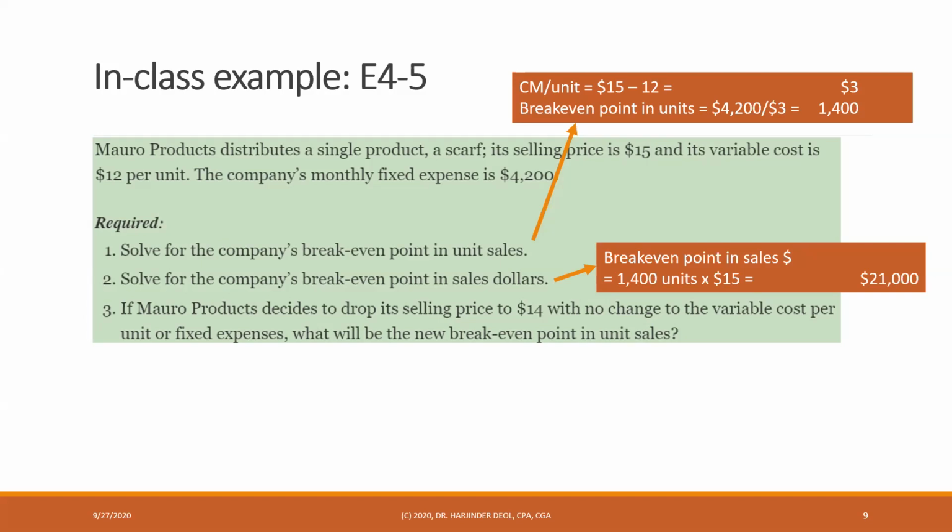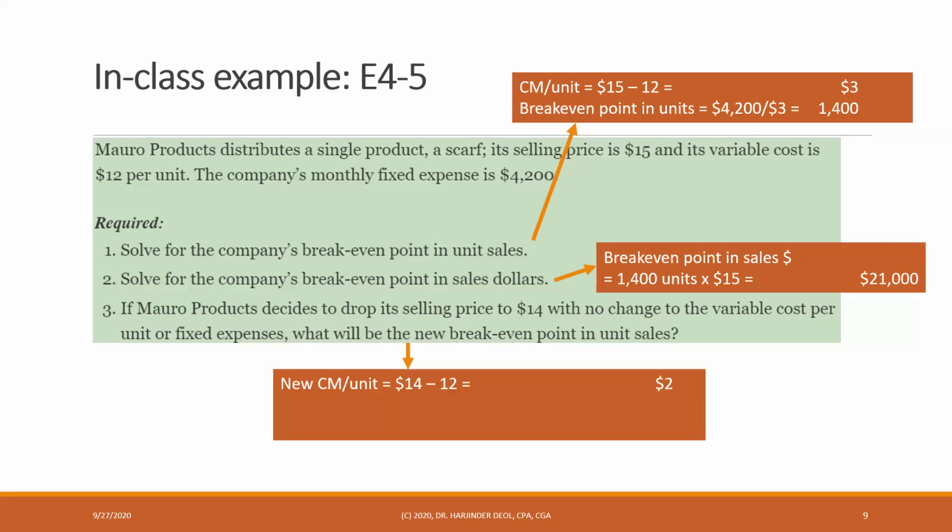Number 3, if Moro Products decide to drop its selling price to $14 with no change to variable cost per unit or fixed expenses, what will be the new break-even point in unit sales? Now here the selling price is changing. So if your selling price drops, then your contribution margin is also going to change. So our new selling price is $14. Our variable cost per unit hasn't changed. That is still $12. But the new contribution margin per unit is now only $2.